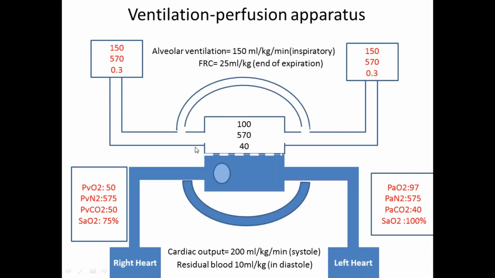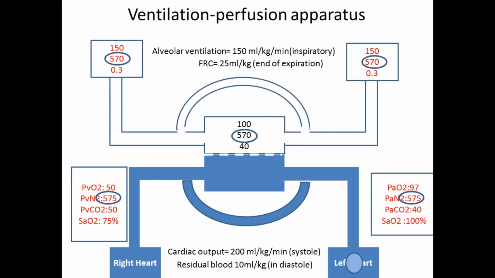So we have two extremes: the dead space, where you have no exposure of the inhaled air to the blood flow, or right to left shunt, where you have blood without any exposure to the alveoli or alveolar oxygen. In this case, you just have the blood passing from the right side to the left side without getting any oxygen.